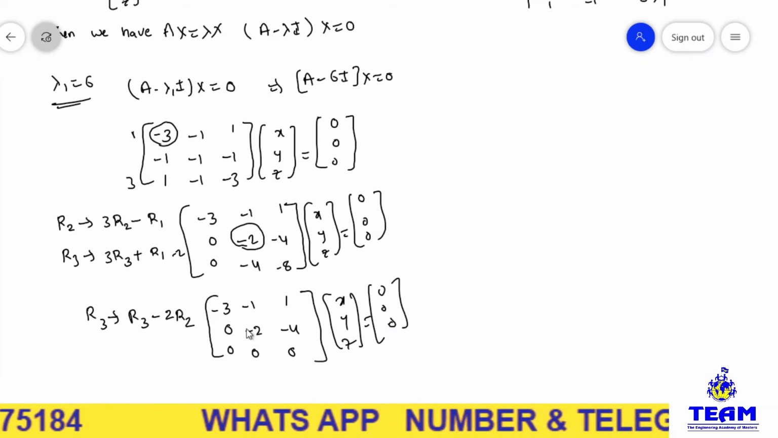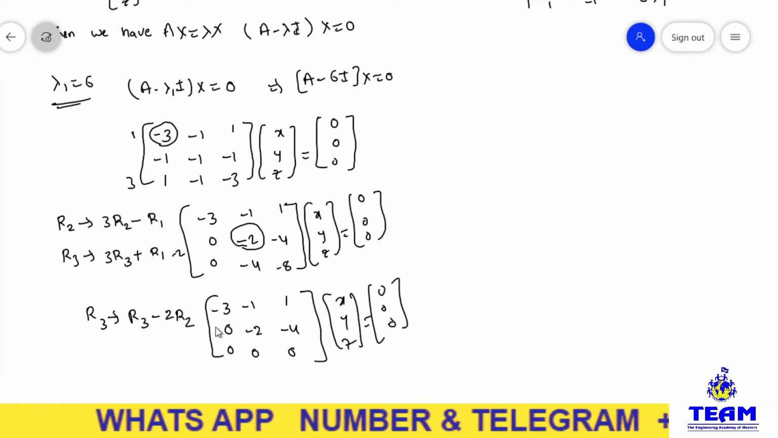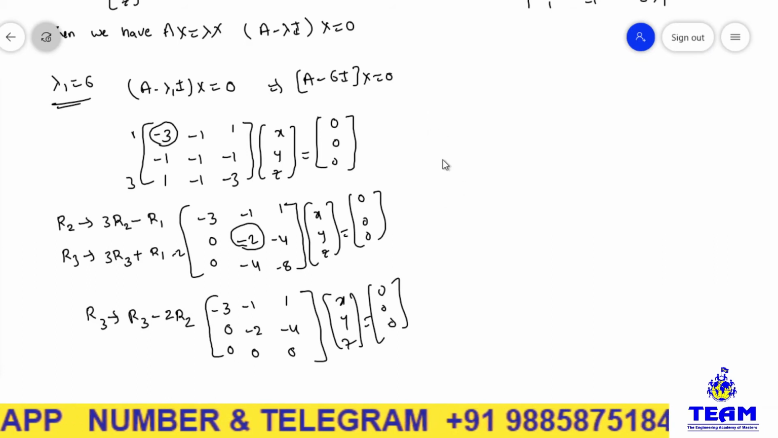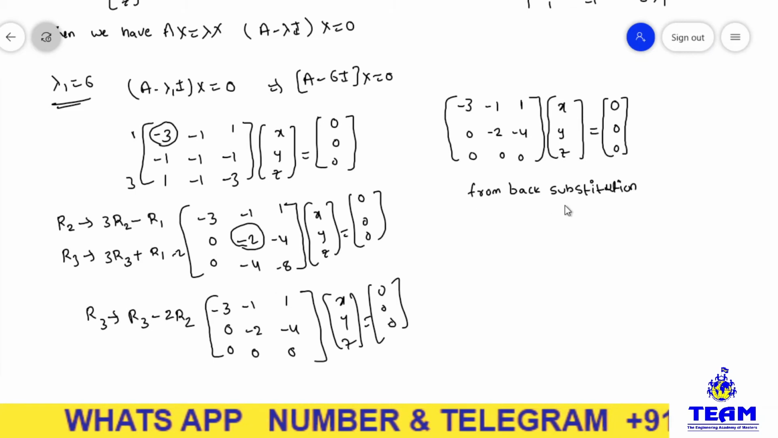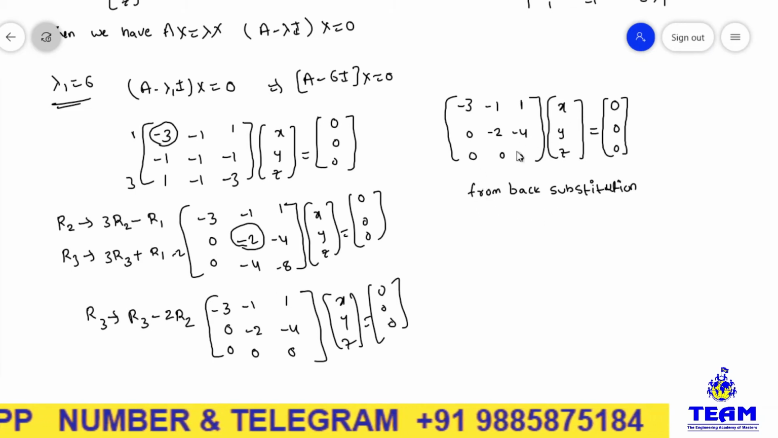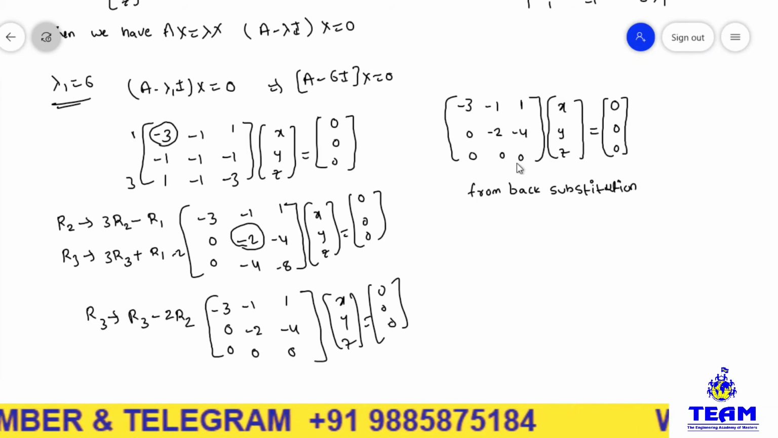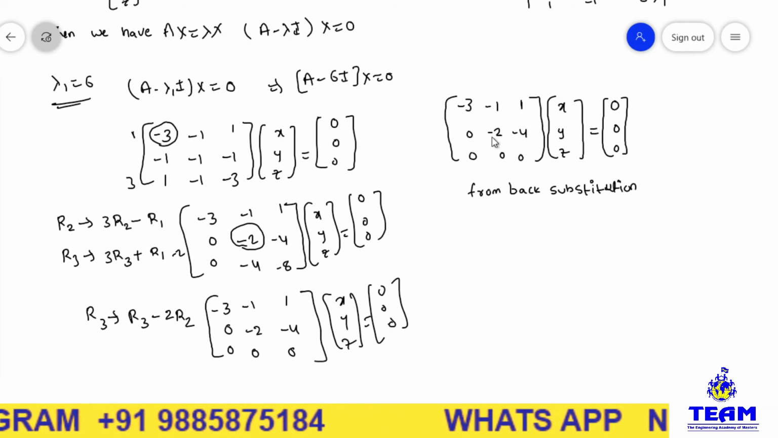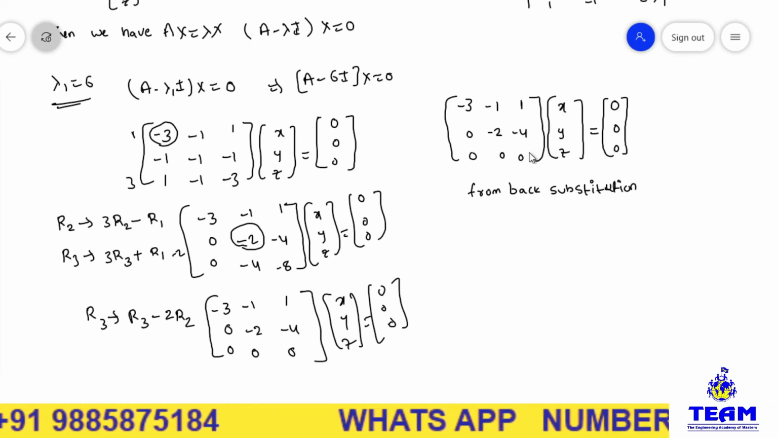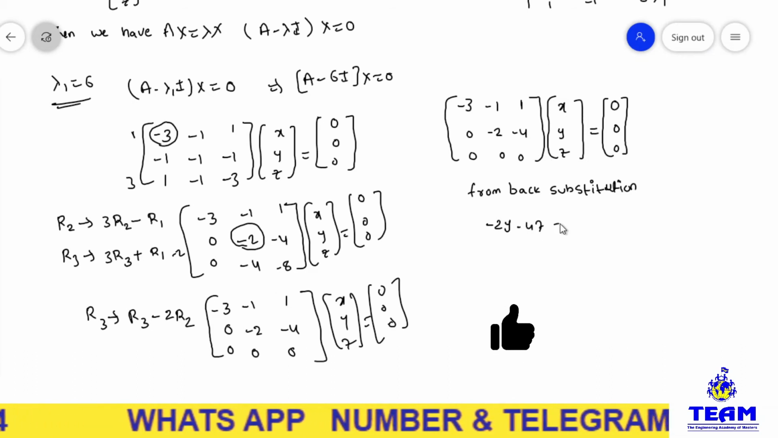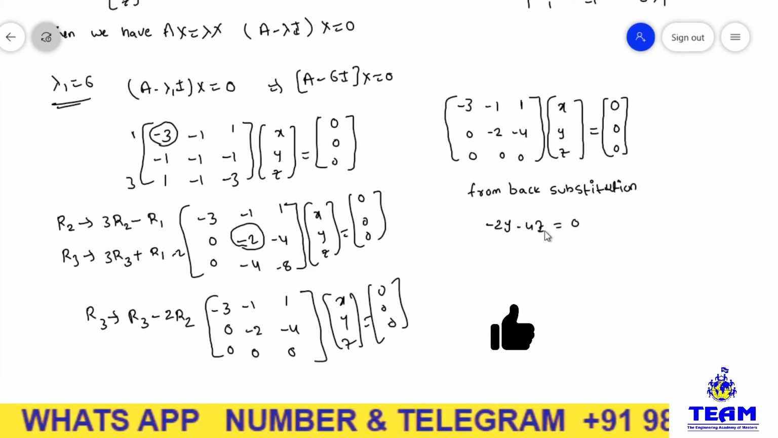So friends, here you observe this is an upper triangular matrix, that is, below the diagonal the elements are 0. So now we have to apply the back substitution method. If I am applying back substitution, you observe friends, 0 into x plus 0 into y plus 0 into z is equal to 0. So no need to write this one. Next, 0 into x, minus 2 into y, minus 4 into z is equal to 0. Okay, this is the back substitution.